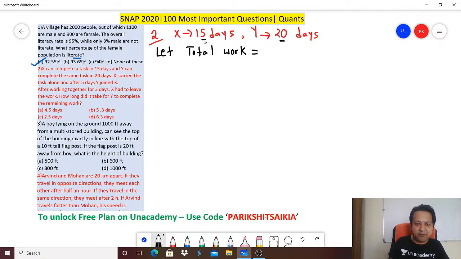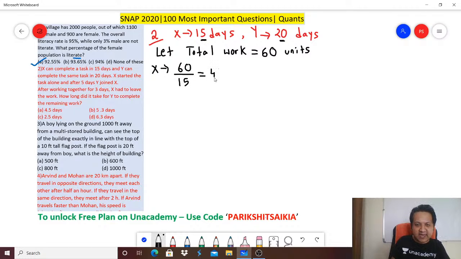What is the LCM of 15 and 20? LCM of 15 and 20 is 60. So I can say let total work is 60 units. Right? So how much time will X take? How much work does X do per day? So 60 units. Remember, X completes it in 15 days.